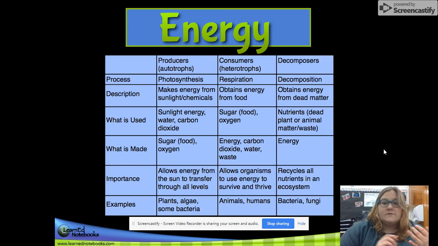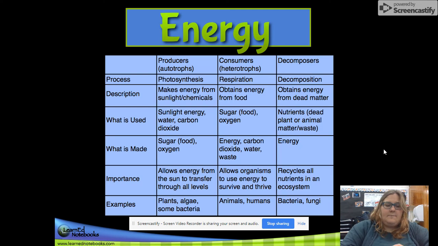Producers, also called autotrophs. Auto means self, troph means food, so self-food. The process that they carry out is photosynthesis. How do they do it? They use the sunlight. They use carbon dioxide from us, water that they get from the ground, and energy that they get from cellular respiration to make sugar and oxygen. Why is it important? It allows energy from the sun to transfer through all levels. There is nothing else that can take the sun energy. We talked about last time, the sun is the main source of energy. Without that, we don't have anything.